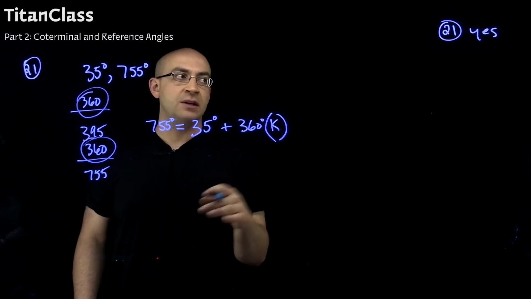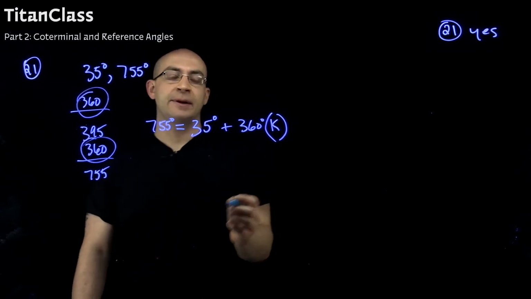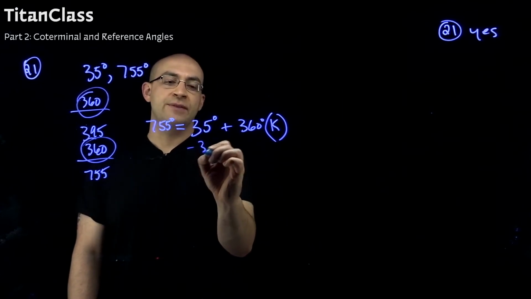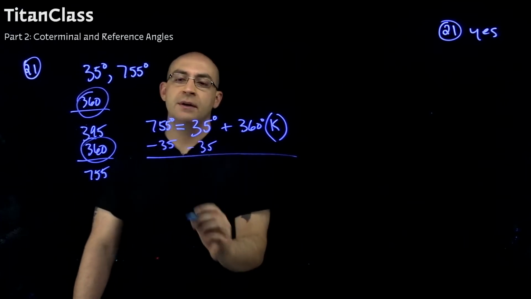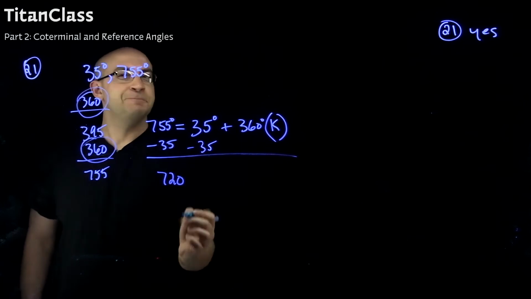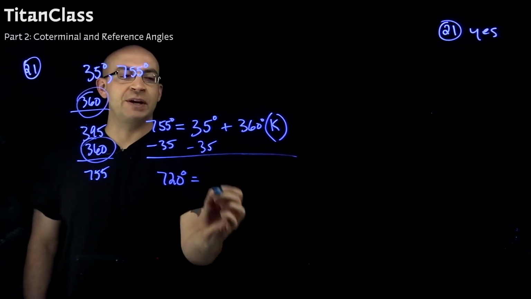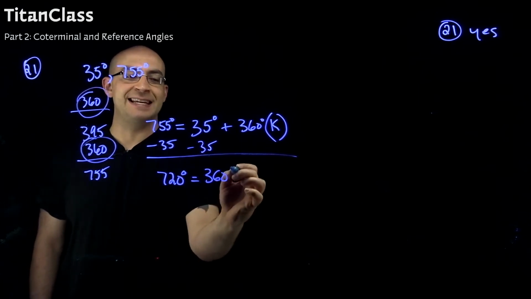So let's actually do that here. We already know they're going to be coterminal, but let's see what's happening. I'm going to subtract 35 on both sides first. Again, pure algebra all the way, solving an equation. This is going to give me 720. You see where I'm going already. 720 degrees is going to be 360 times K.